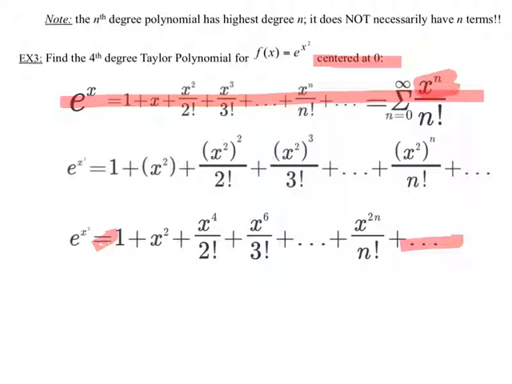Oh, you know what? They asked me for a 4th degree. I'm sorry, nobody asked me. I asked you for a 4th degree Taylor polynomial.